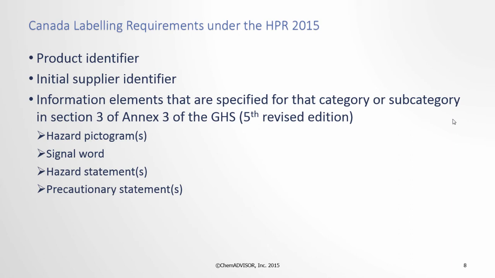So that would mean that you would need to look to Annex 3 of the 5th revision of the Purple Book to determine the correct hazard pictogram, signal word, hazard statement, and precautionary statements to use associated with a specific classification. They're not provided in the text of the HPR. This is different than the U.S. The U.S. indeed does provide the text, and that's through Appendix C.